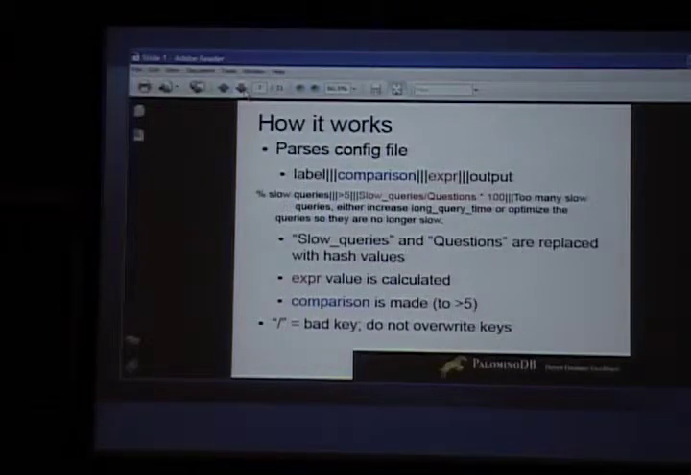So when you do a show status and Perl loads it into the hash, it'll just say, oh, slow queries, okay, that's a word I know, and let me put the value in there for that. And then the output is too many slow queries, either increase long query time or optimize the queries so they're no longer slow. I forget what the output of MySQL Tuner said. It's either one of those two, or it was something completely different.